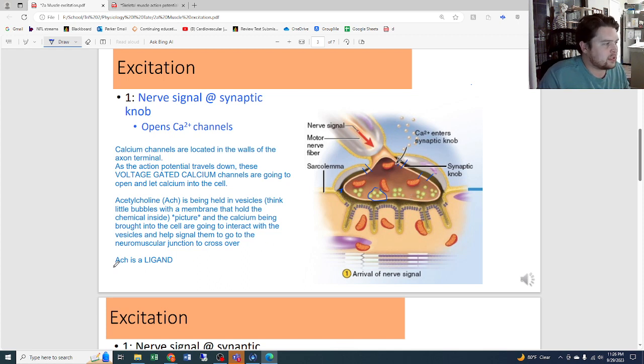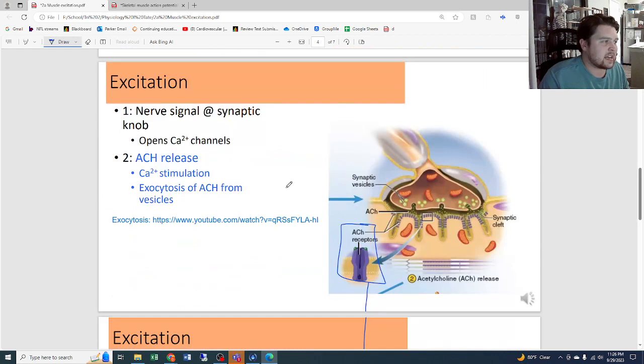Another thing you might see here is that ACH is referred to as a ligand. Remember, a ligand is any sort of chemical that is going to cross and bind to a receptor. So that's going to be the next step. Before it's able to cross and bind, though, it has to get out. It has to go from the nerve cell into this empty space. The way that it does that is through a process called exocytosis.